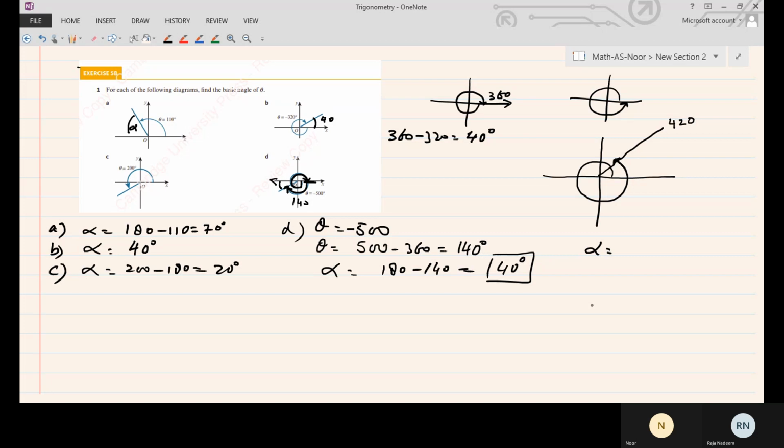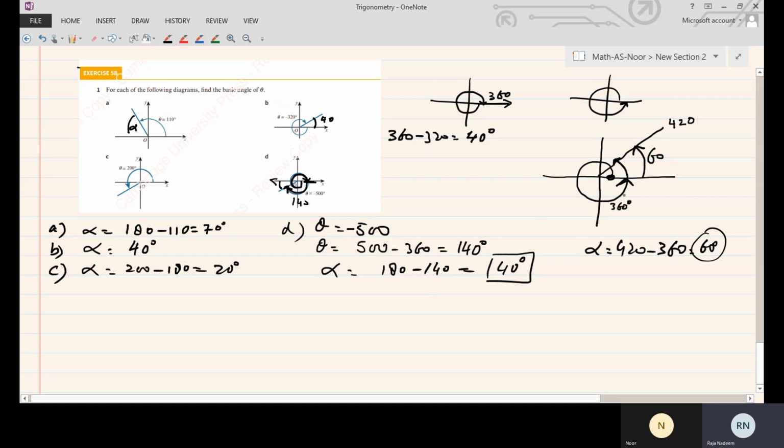420 minus 360, it is 60 degrees. This 60 degrees is the basic angle. So if we start from this point and reach this point, we complete one round of 360 degrees. Anything which is greater than 360 and less than 420 will be the basic angle. So in one step we'll get the answer.